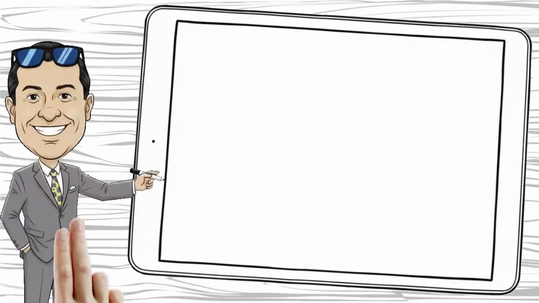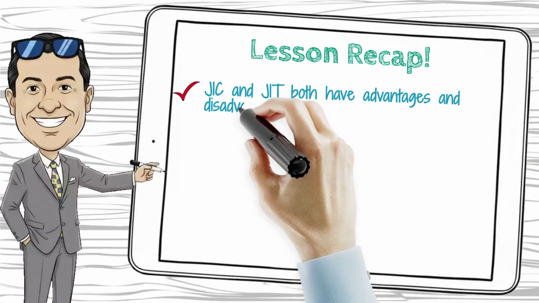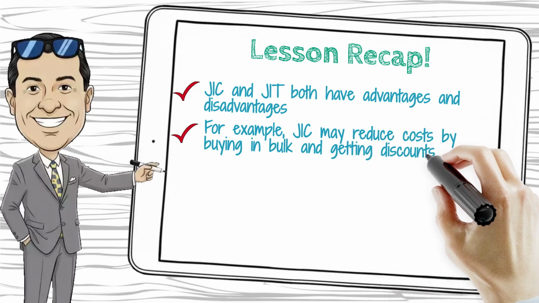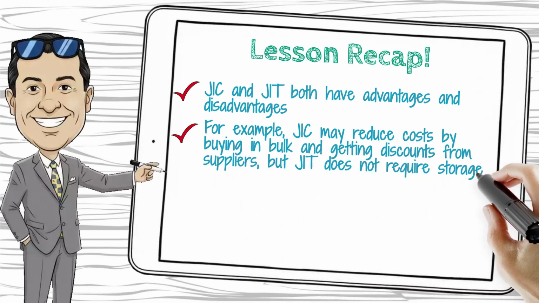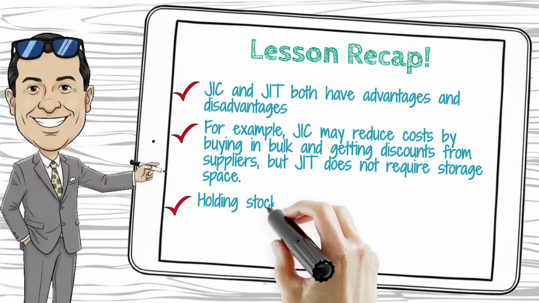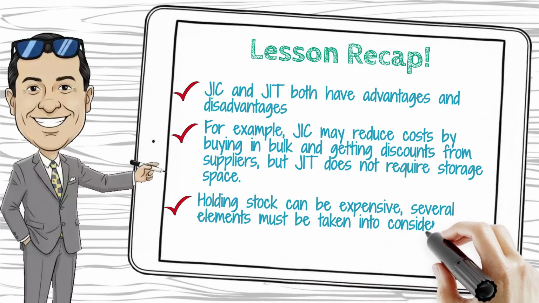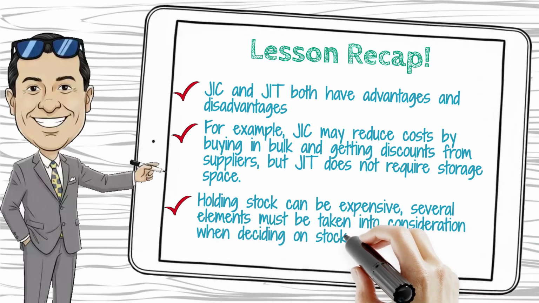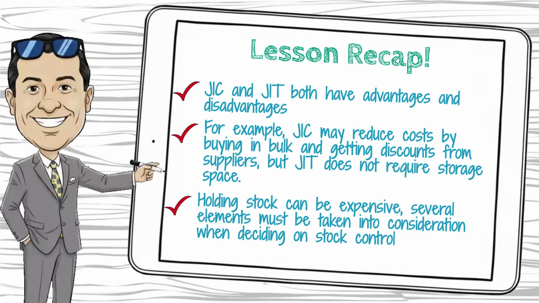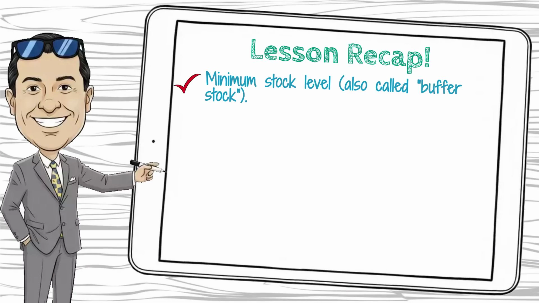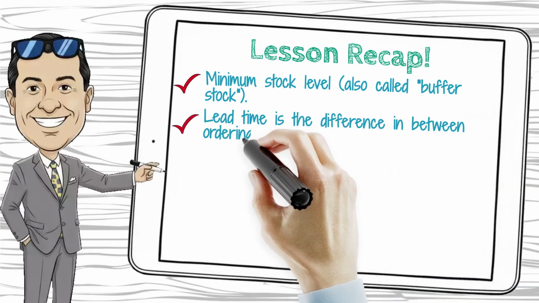JIC and JIT both have advantages and disadvantages. For example, JIC may reduce costs by buying in bulk and getting discounts from suppliers, but JIT does not require storage space. Holding stock can be expensive. Several elements must be taken into consideration when deciding on stock control. Minimum stock level is also called buffer stock. Lead time is the time between ordering new stock of raw materials and receiving it.